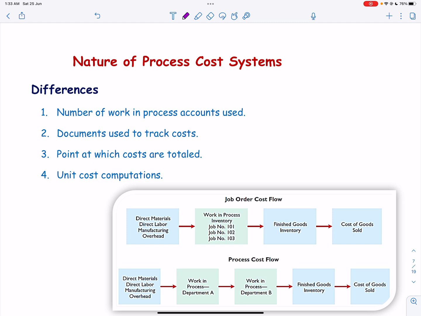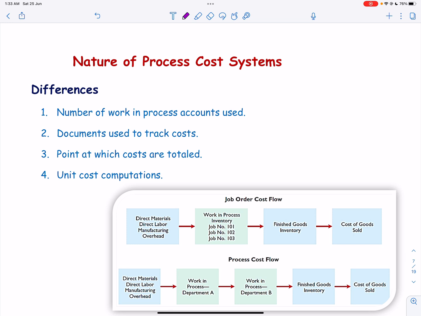A process cost system summarizes cost in a production cost report for each department. A job order cost system totals cost when the job is completed. A process cost system totals cost at the end of a period of time.